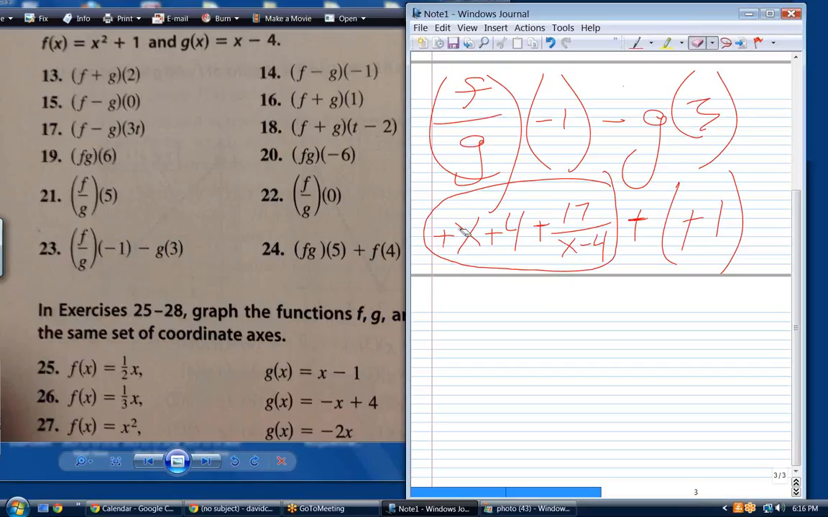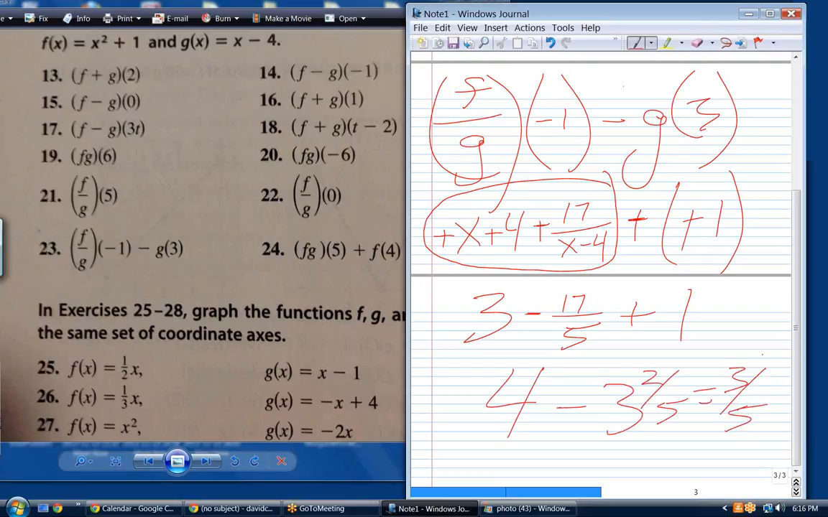So if I plug in minus 1 for x, what do I get? I get 3 minus 17 over 5 plus 1, for the g of 3. So I get 4 minus 3 2/5, and that's equal to 3/5. Okay, my apologies. I didn't realize what this notation meant. I truly have never seen that before.